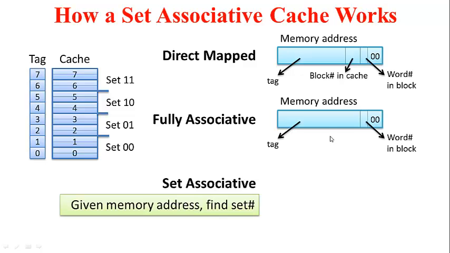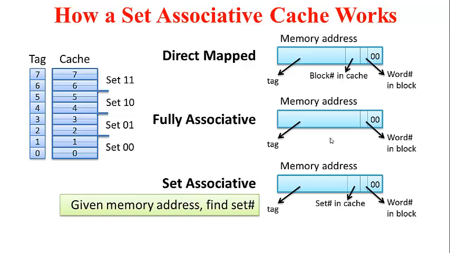In set associative, given a memory address, we need to find the set number in which that particular memory address can potentially reside. So corresponding to this, the memory address is going to have a field for set number in cache. So in this example, can you tell how many bits we need for determining the set number in cache? Well, this is directly given in the diagram here. We need 2 bits because there are 4 sets in this cache.